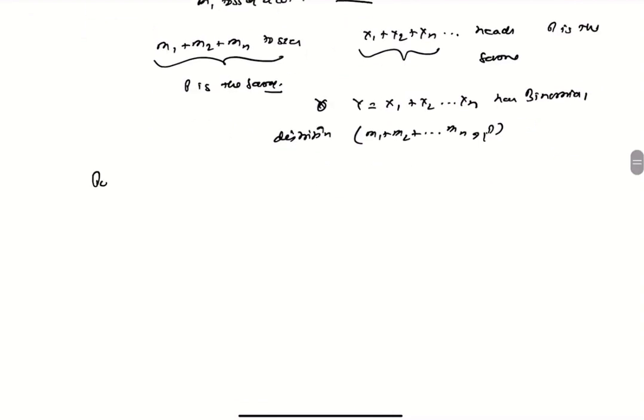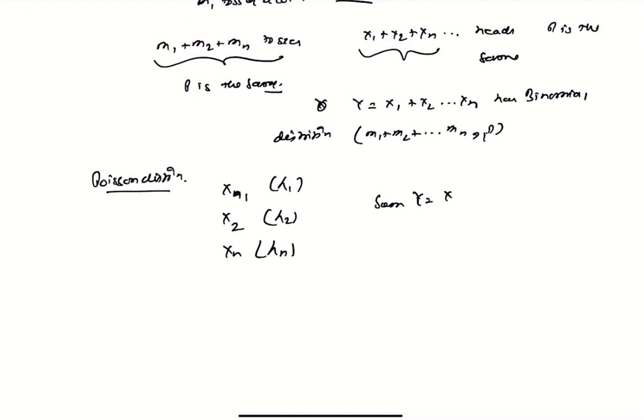And if we look at the Poisson distribution, suppose x1 is a Poisson distribution with a parameter of lambda 1, x2 has lambda 2, and xn has a parameter of lambda n, then the sum y is equal to x1 plus x2 plus xn will also be Poisson with a parameter of lambda 1 plus lambda 2 plus lambda n.